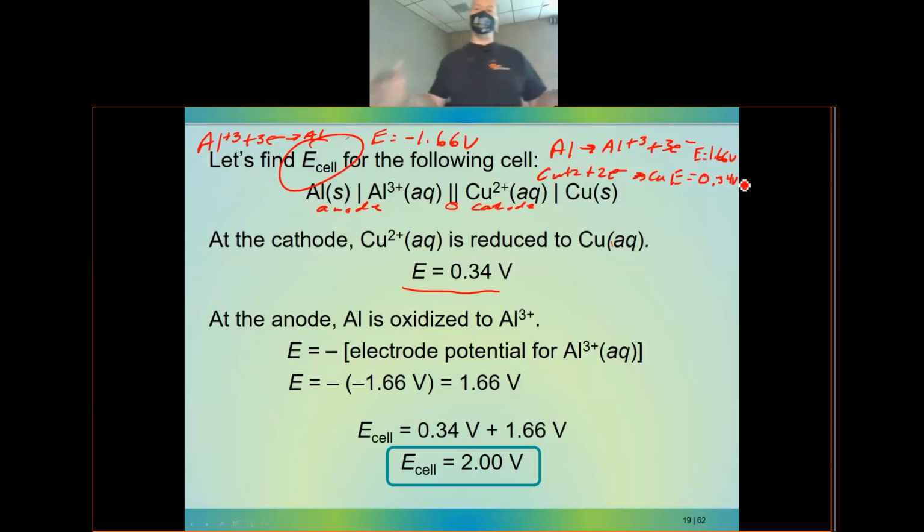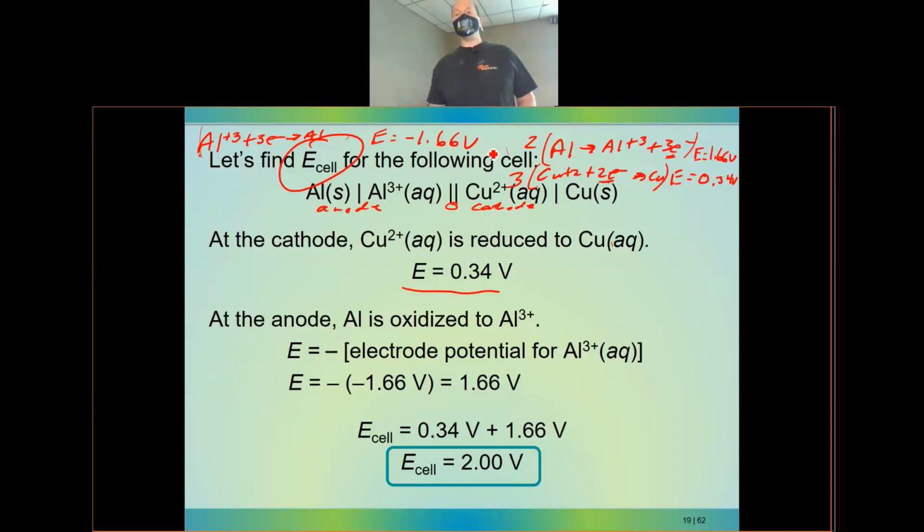So the oxidation one, you looked at your table, it gave you the reduction, and you had to reverse it, so you changed the sign of your E value. Before you can add these two up, you have to have the same number of electrons gained and lost. So you had to multiply this by 2 and this by 3 in order to have 6 electrons lost and 6 electrons gained. You had 3 electrons in this half reaction, 2 electrons in the other half reaction. The least common multiple between the 2 and the 3 is the 6.